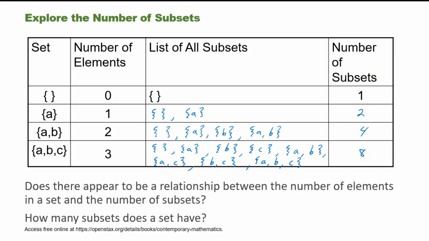The question is this: does there appear to be a relationship between the number of elements in the set, the second column, and the number of subsets, our last column, or 4th column? And I want you to think about that one. I'm not going to answer it immediately. I want you to think of it. Is there a relationship? And then, what is that relationship? How many subsets does a set in general have? So pause the video, think about this a little bit more, and when you're ready, continue, and I will give you the formula for this.